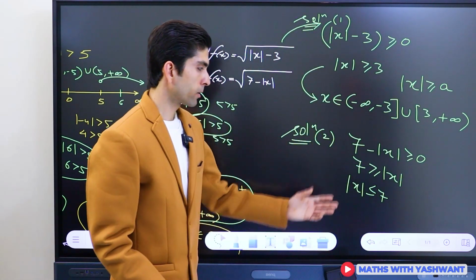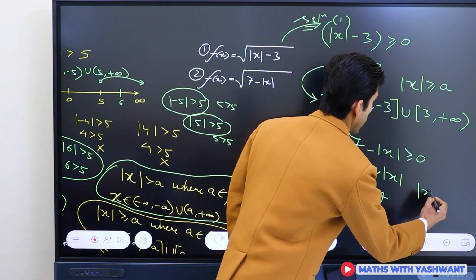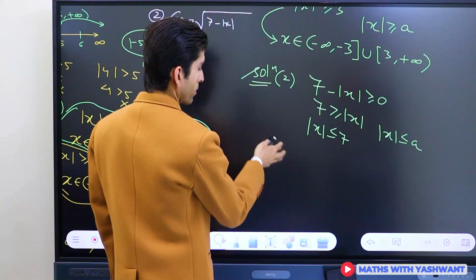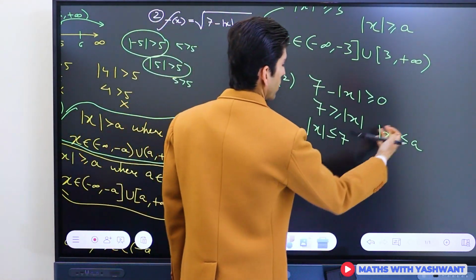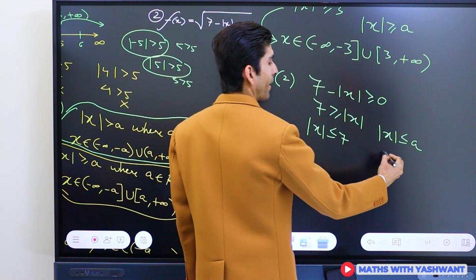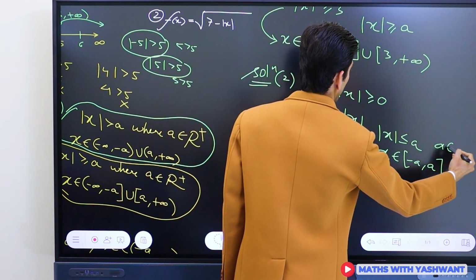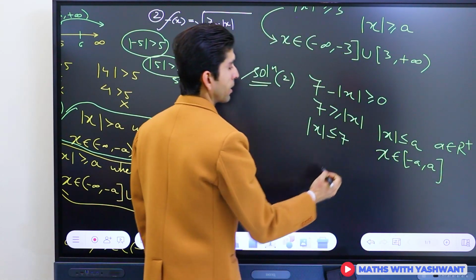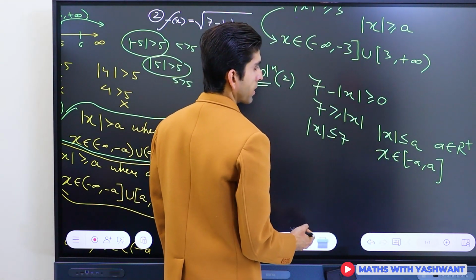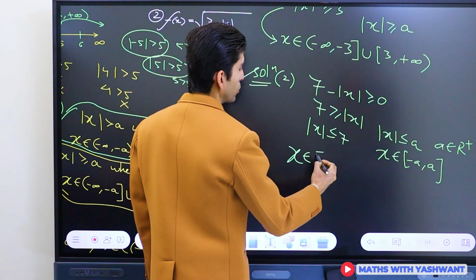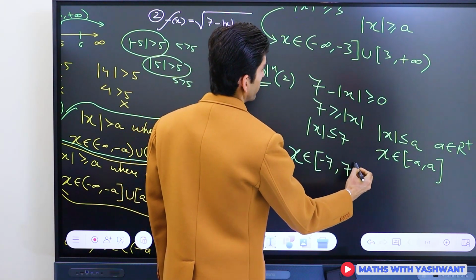Again, it is very similar to mod of x less than or equal to a. And we all know that whenever we come across mod of x less than or equal to a, we write x belonging to negative a to positive a, where a is a positive real. So 7 here is functioning as a, a positive real number, so we can directly write x belonging to negative 7 to positive 7.